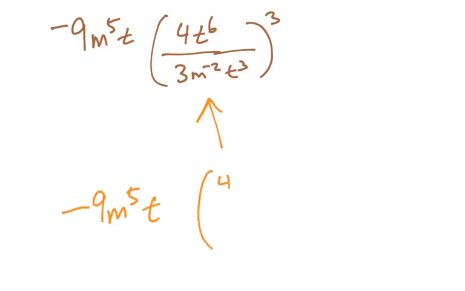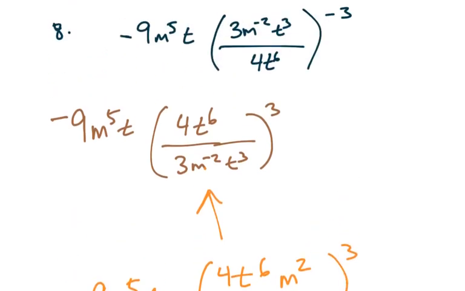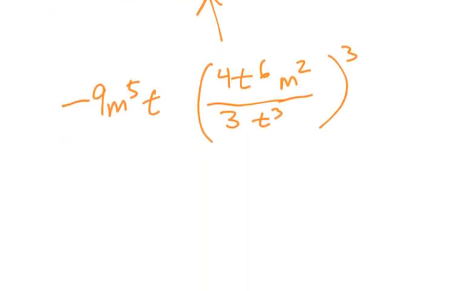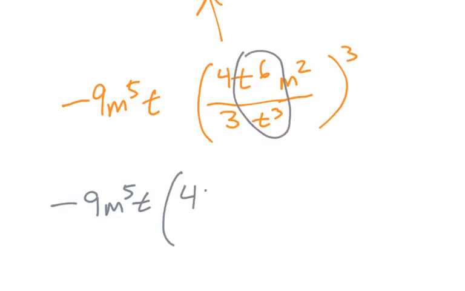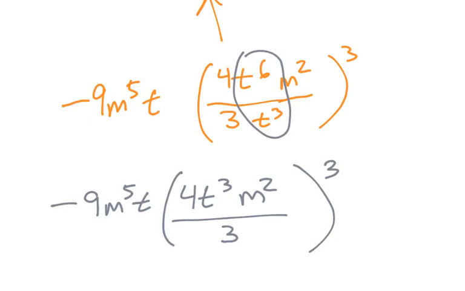So this would be 4t^6, 3. Now, because m is negative, we're going to pop that to the top, and this is t cubed. This is all raised to the 3rd. So from here, what I could do is, because I have t to the 6th and t to the 3rd, I have 4t cubed m squared over 3, and that's to the 3rd.